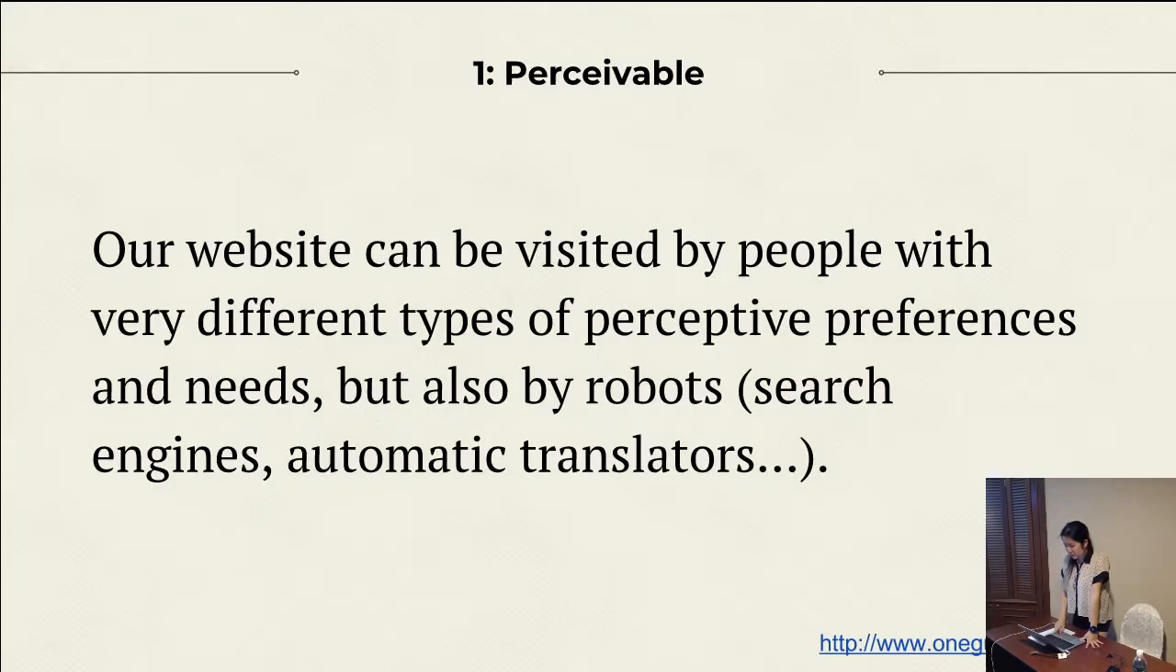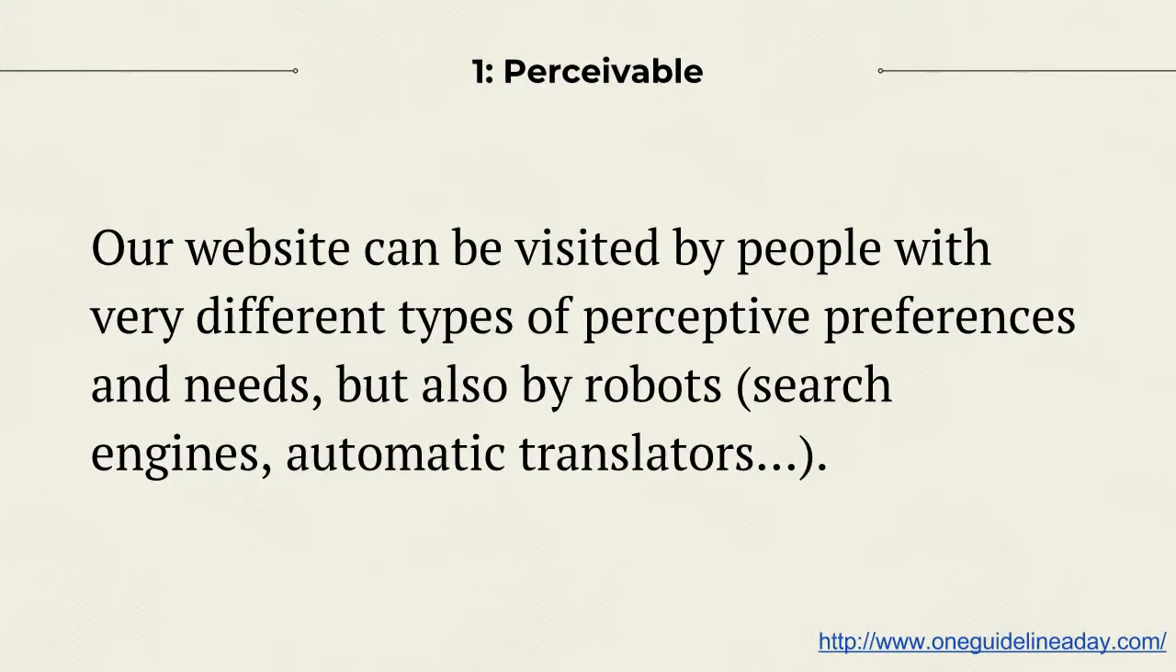The first one is perceivable. This is not just for people with different types of disabilities, but also for web crawlers and robots. Like Dickson mentioned, apps like Instapaper depend on the ability to parse a website in a perceivable manner. So make sure your website is perceivable in this way.